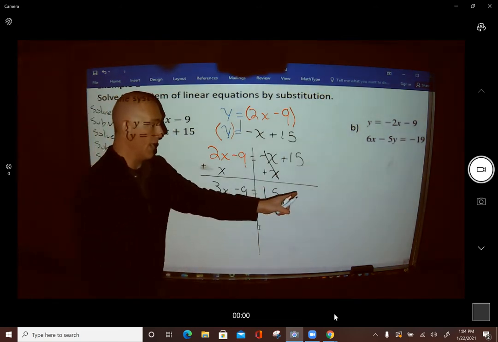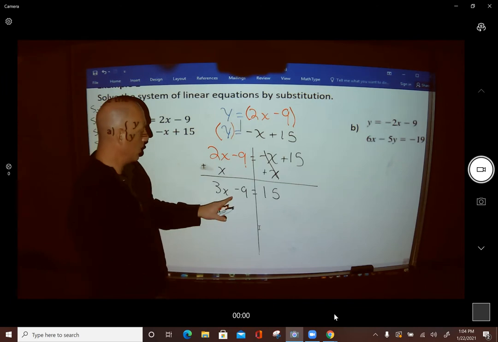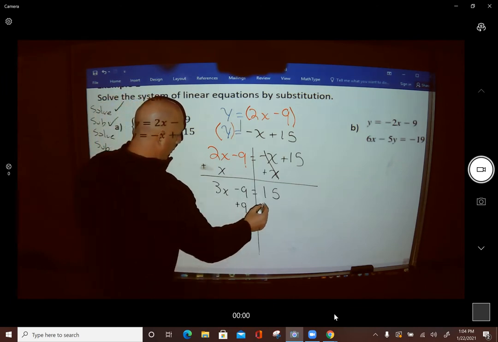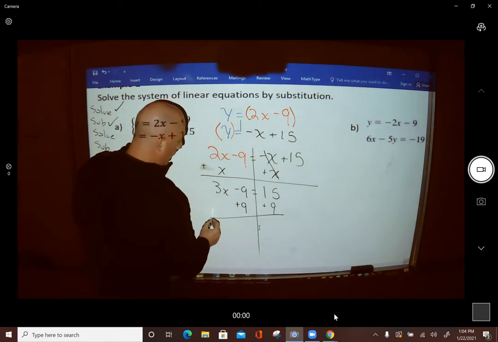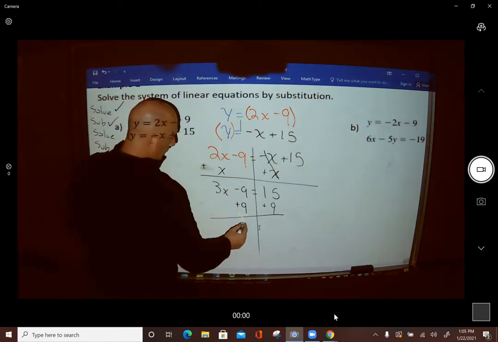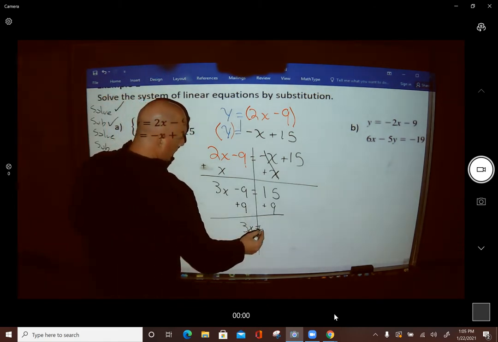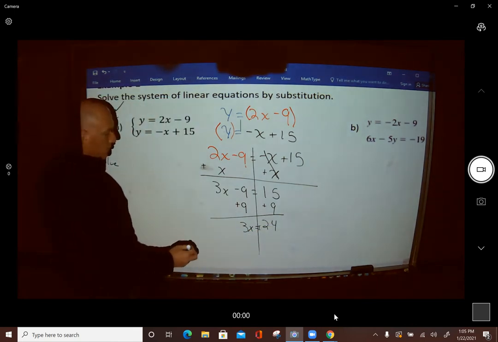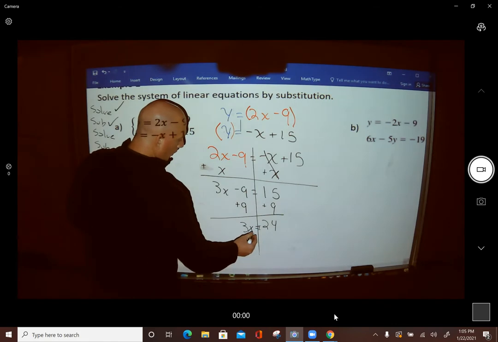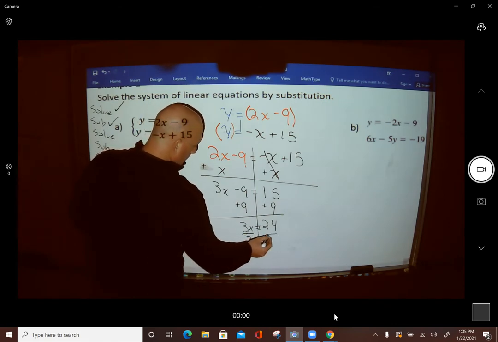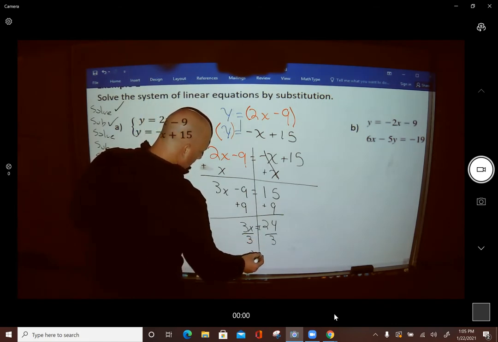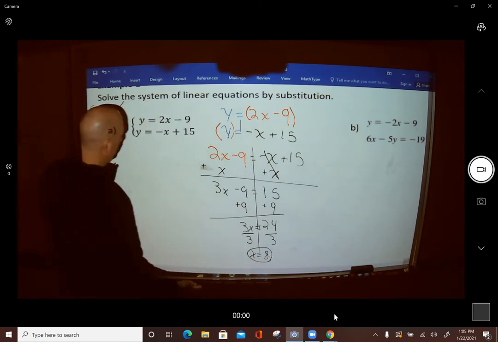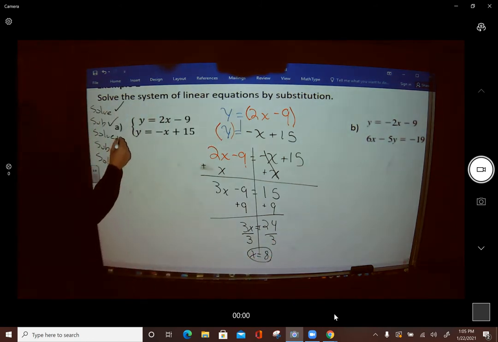Now, my x is on one side of my equation. I need to get rid of that negative 9 by adding 9 to both sides. Now my result is 3x equals 24. My last step is going to be to divide each side by the coefficient. x equals 8. I just did my second solve step.